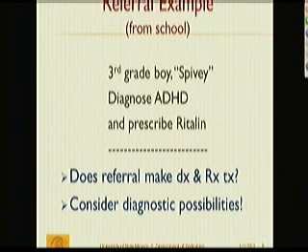And here we go. We have a referral from the school about a third grade boy named Spivey. And the teacher asks, or is it commands, or directs, diagnose ADHD and prescribe Ritalin. Such referrals are actually received. Sometimes the referral could be even more curt than that. Something like, third grader has ADHD, prescribe him Ritalin, okay?